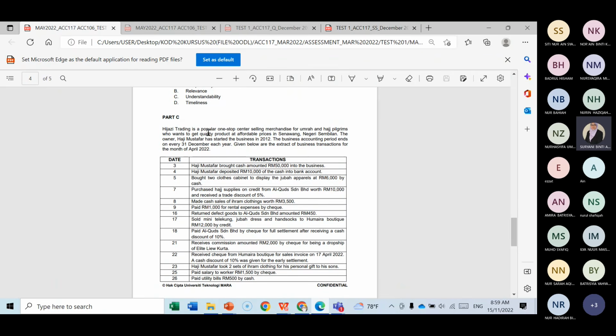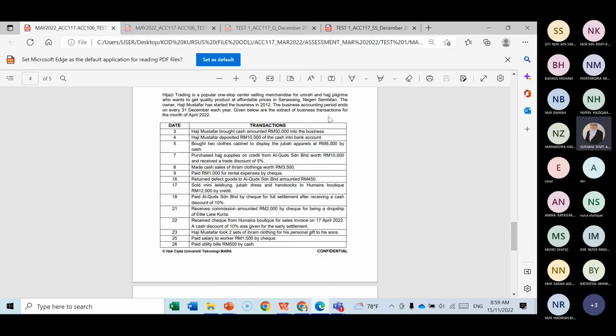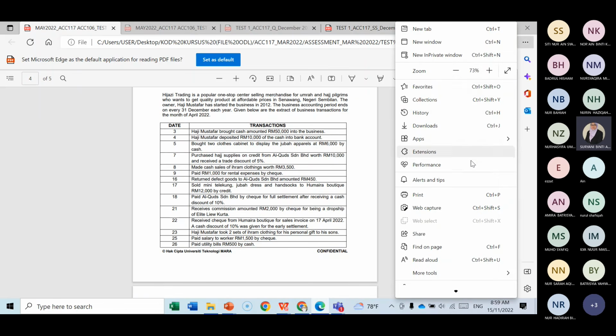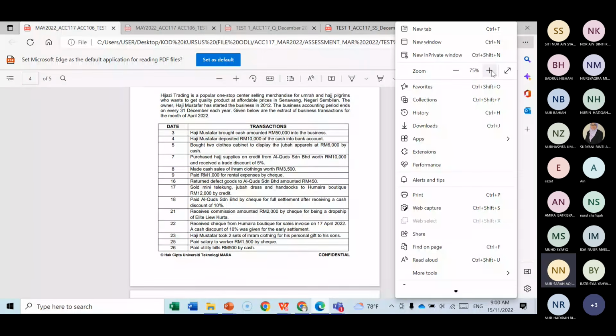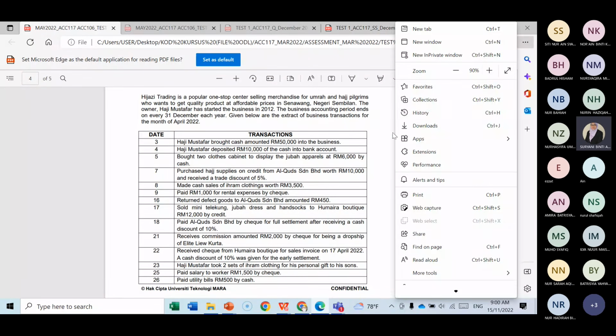Hijazi Trading is a popular one-stop center selling merchandise for Umrah and Haji pilgrims. Can you see the question clearly, class? Do I need to zoom in? Yes, madam. Okay, this is better.